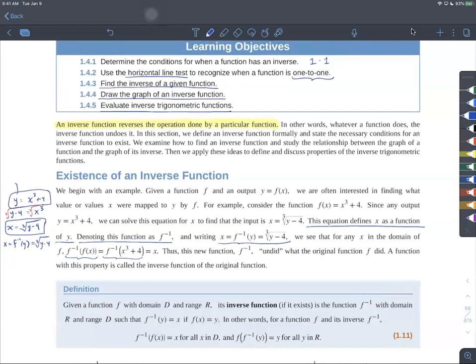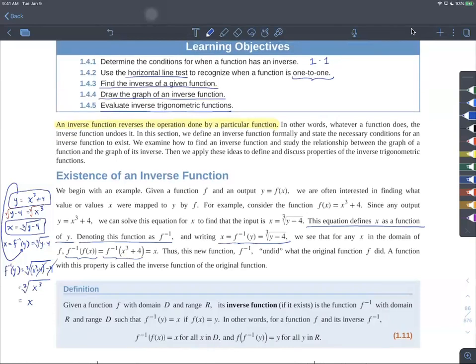And so here we're going to take what y is from our original definition and plug it into this inverse function. So f inverse of y is going to be equal to the cube root of y minus 4, but y is x cubed plus 4, and then we have that minus 4. If we simplify the inside, there's a plus 4 and a minus 4, and those would cancel. So we get the cube root of x cubed, and this gives us just x.